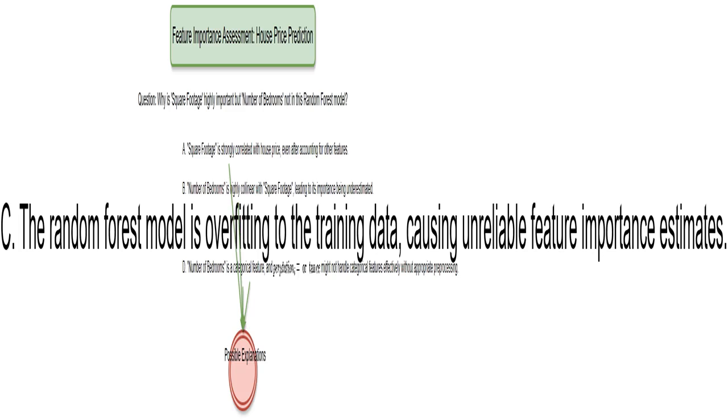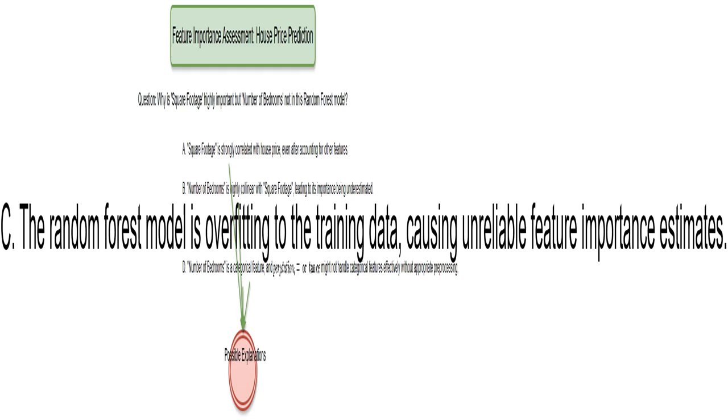Overfitting occurs when a model learns the training data too well and doesn't generalize to new data. In this case, overfitting would make the feature importances unreliable. If the model is just memorizing the training data, the importance scores become meaningless. It could falsely show square footage as very important and number of bedrooms as unimportant, even if the reverse was true for new data.